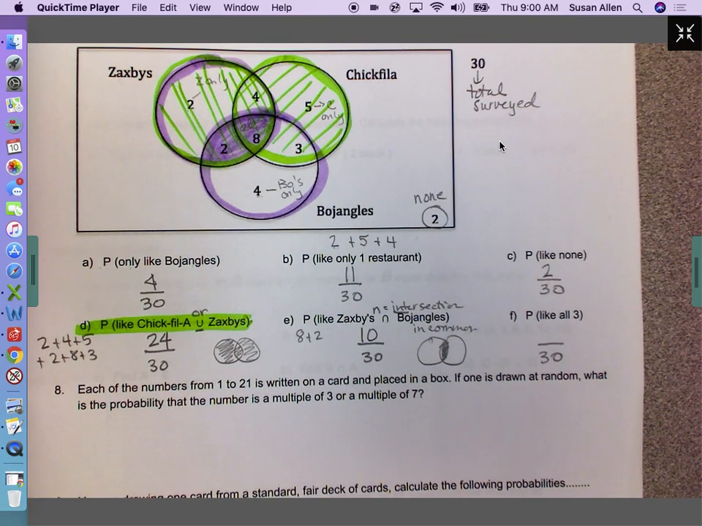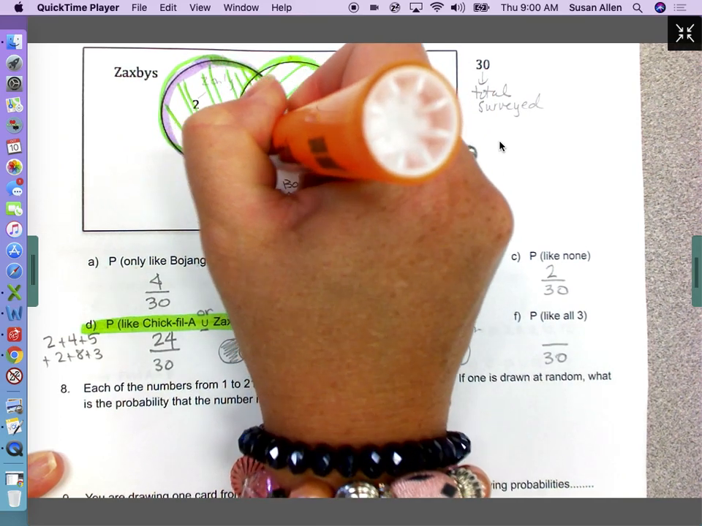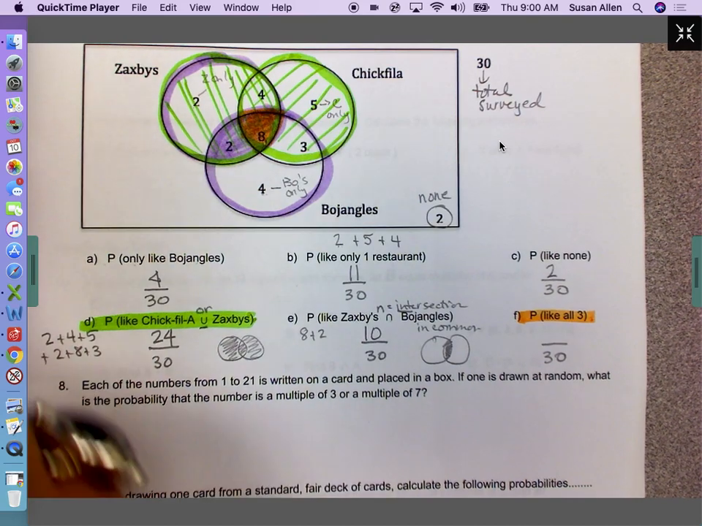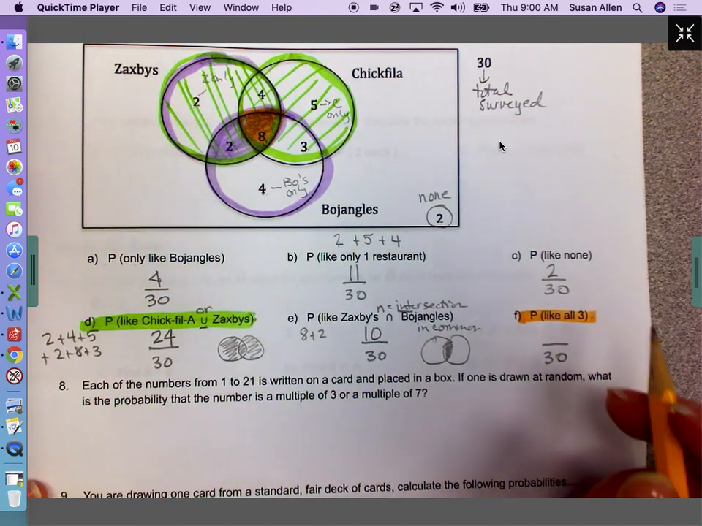Next, I am asked, what is the probability that a student likes all 3? Well, that's these 8 here in the middle that like all 3. So that is 8 out of 30.